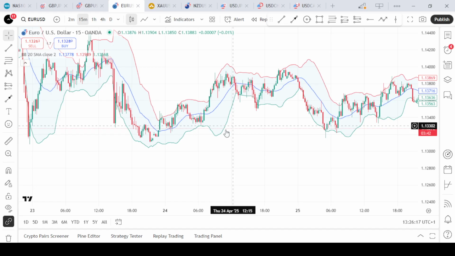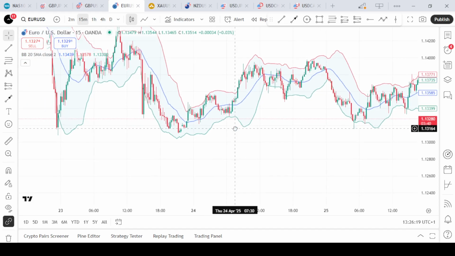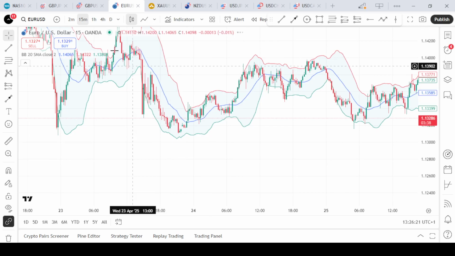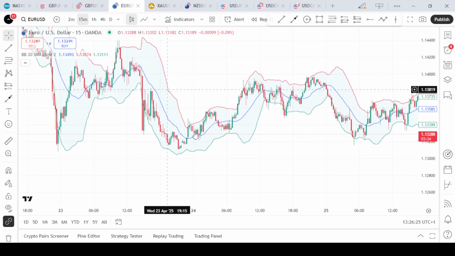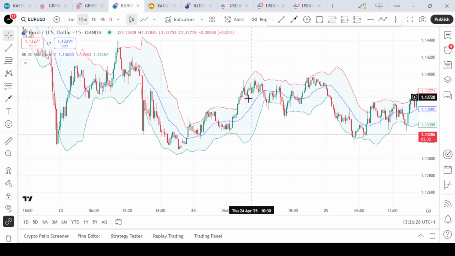So let's get started. We start by understanding what the Bollinger Band is, and as you can see on my screen, I have applied the Bollinger Band indicator. Now the Bollinger Band is widely used as a technical analysis tool, and it is designed to measure market volatility and provide traders with a visual representation of price movement.